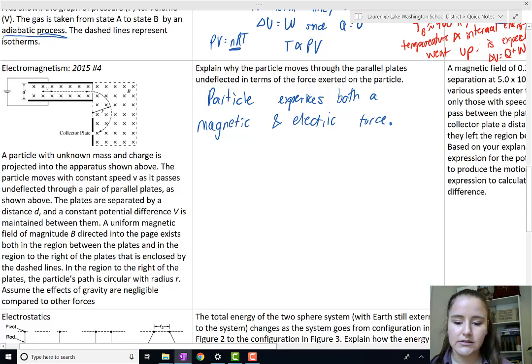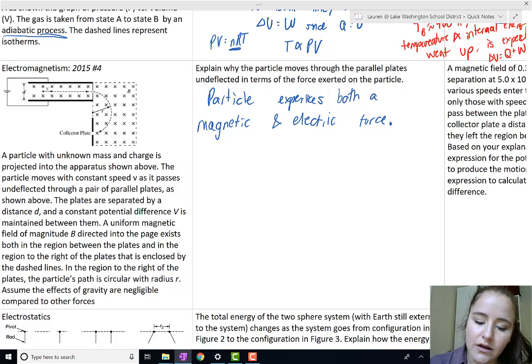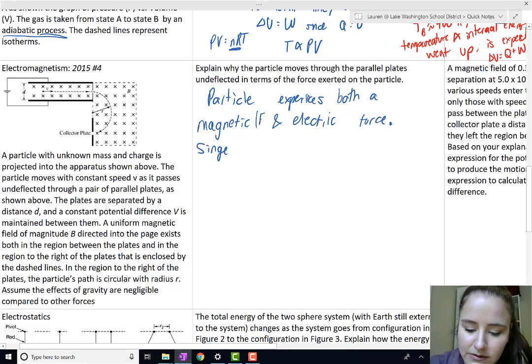These forces must be balanced and in opposite directions. Now, the electric force depends on the charge of the particle and the potential difference between those plates. And the magnetic force depends on the charge of the particle, the speed of the particle, and the magnetic field. So, since I'm going to say this one, force magnetic.